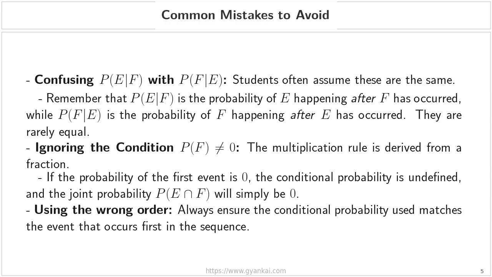Finally, always be careful about using the wrong order in your calculations. When you are working through a sequence of events, always ensure that the conditional probability you choose matches the chronological order of the events. If event E happens first and then event F follows, your formula must reflect that specific sequence. Now that we have seen how the rule is derived and how to apply it to a real-world example, I want to pause and discuss some common pitfalls. Even when you understand the formula, it is very easy to make small errors that lead to incorrect answers. Keep these points in mind as we move to our final slide to summarize everything we have learned today.